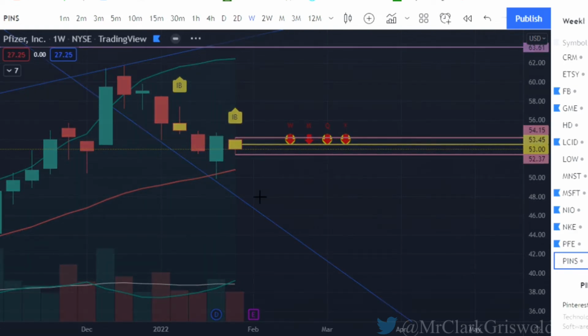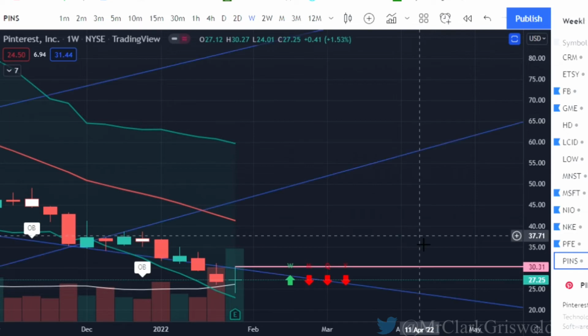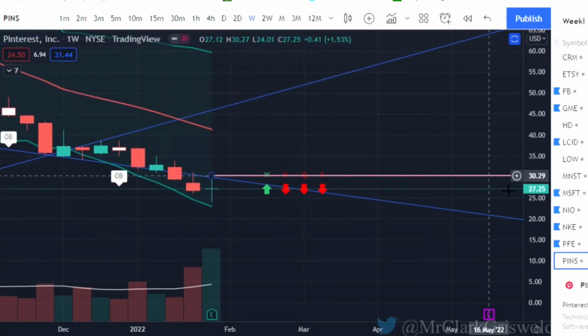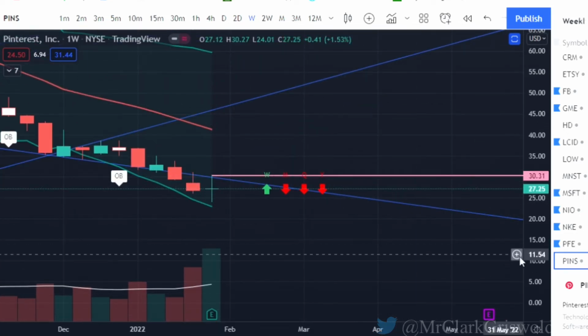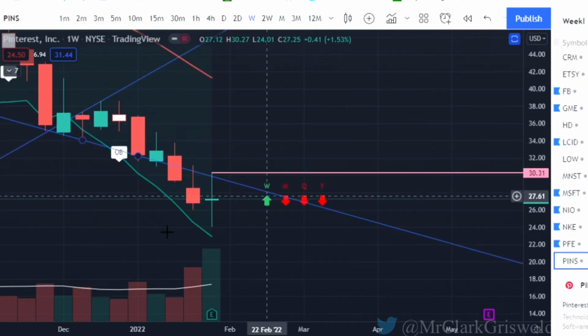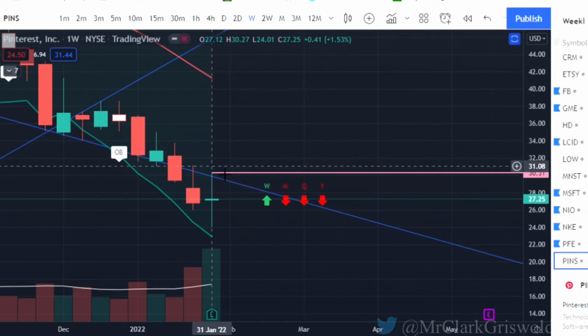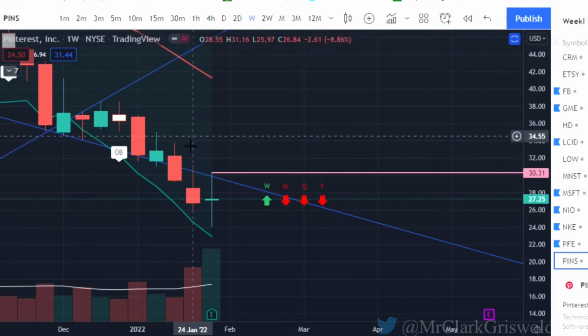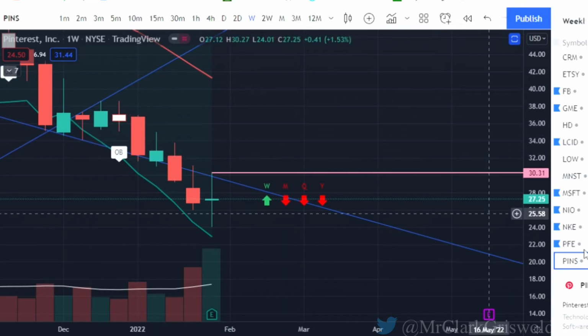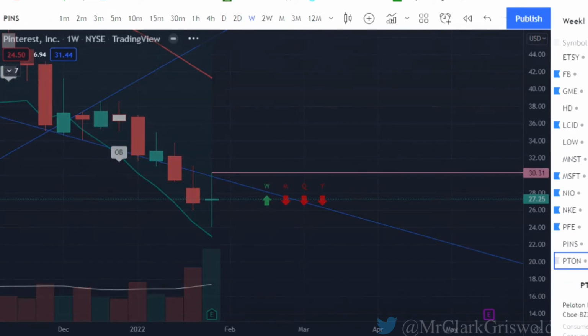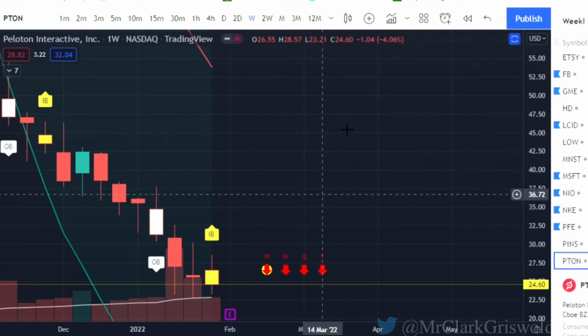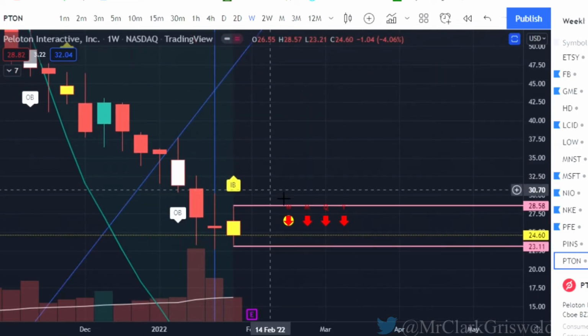Pins, that's Pinterest. Pinterest has a 2 down, but again, it finished green. Looks like we got a doji there. So I'd be looking for calls here at $30.31. Your first trigger would be 31.21. Next target 33.83, and so on as we hit each top of the candle. That's on Pinterest, PINS.